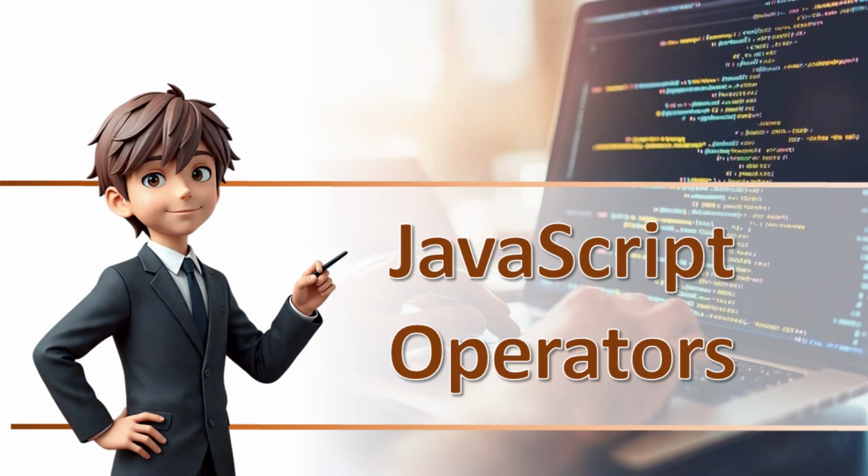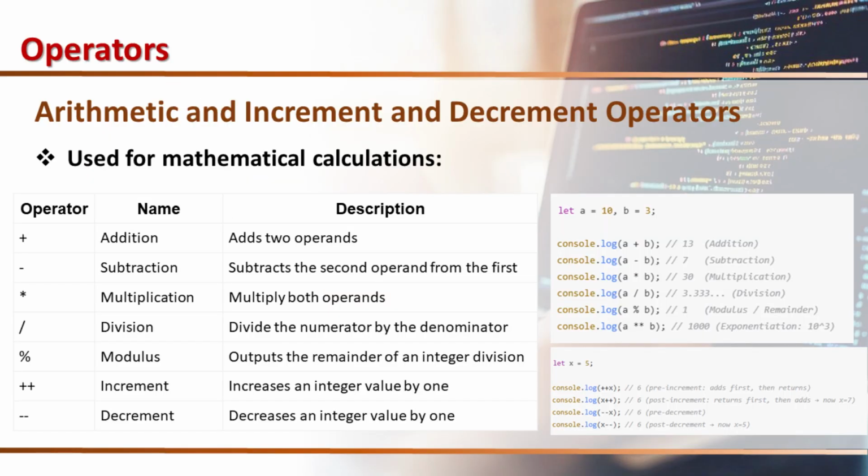The next topic is JavaScript operators, starting with arithmetic and increment/decrement operators. Arithmetic operators perform basic mathematical operations. Addition adds two values. Subtraction subtracts the second value from the first. Multiplication multiplies two values, and division divides one value by another. The modulus operator returns the remainder of an integer division. Increment and decrement operators are used to adjust numeric values by 1. Increment increases a value by 1, while decrement decreases it by 1.